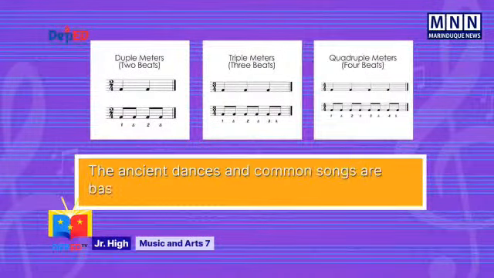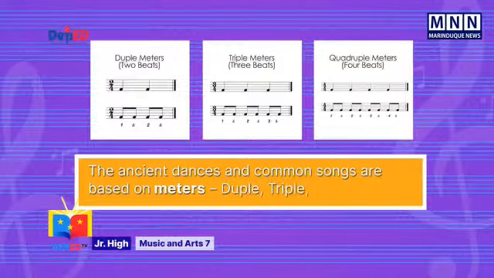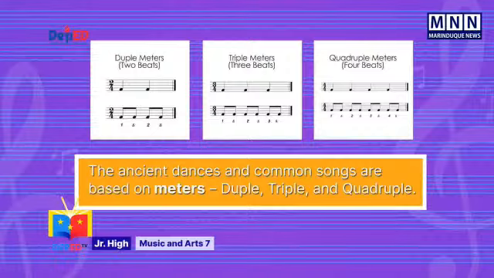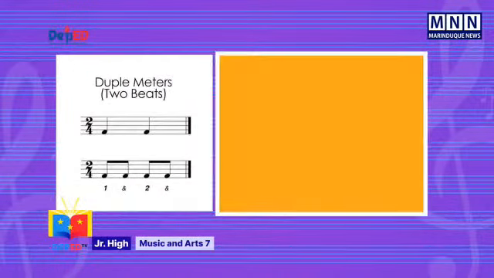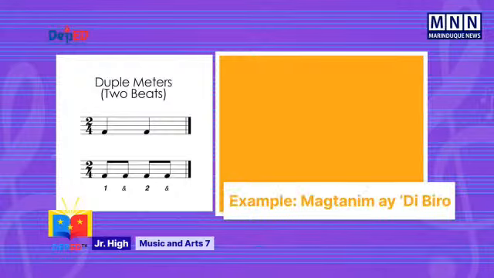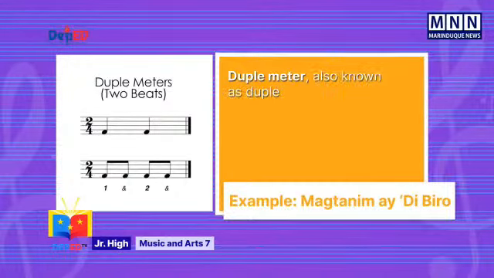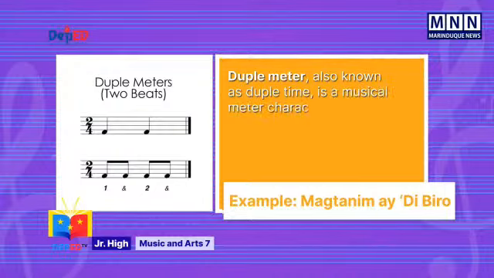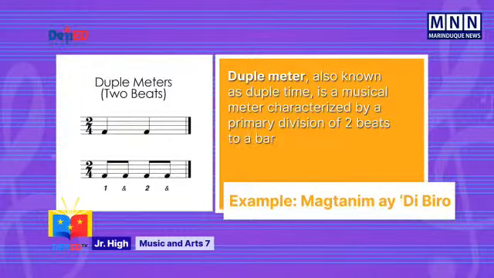The ancient dances and common songs are based on these meters. The composers of the folk songs adopted these rhythmic patterns in their compositions. Let me give you an example. First is dupol. The song Magtanim Ay Di Biro has a dupol meter. Dupol meter, also known as dupol time, is a musical meter characterized by a primary division of 2 beats to a bar.